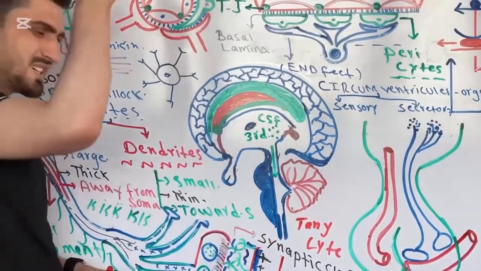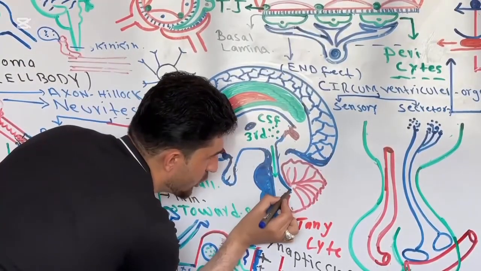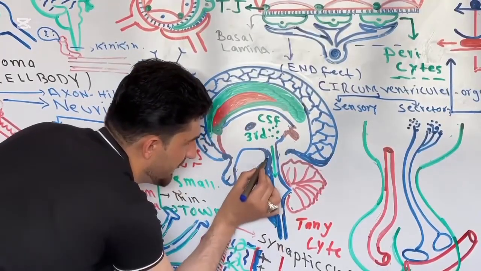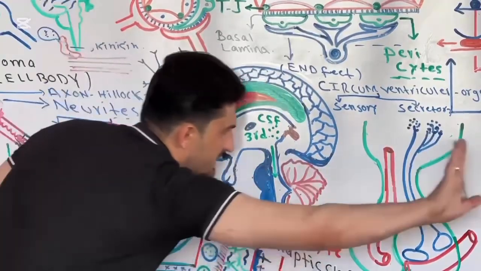We will talk about these ventricles in future lectures. This is called the fourth ventricle. This is the roof of the fourth ventricle. This is the floor of the fourth ventricle. You know, this is the midbrain, this is the pons, this is the medulla, this is the cerebellum. This is anterior, this is posterior.